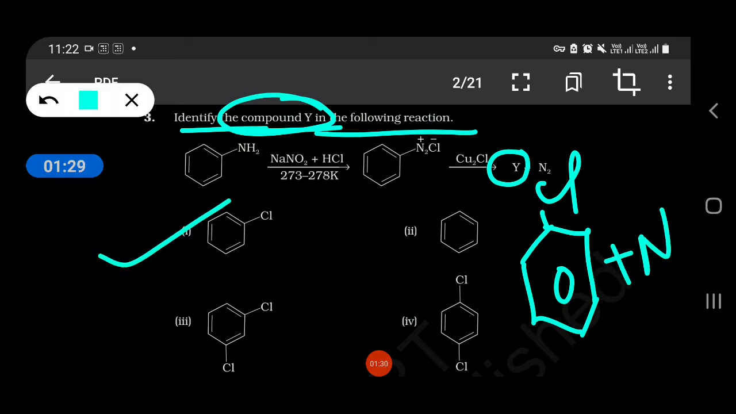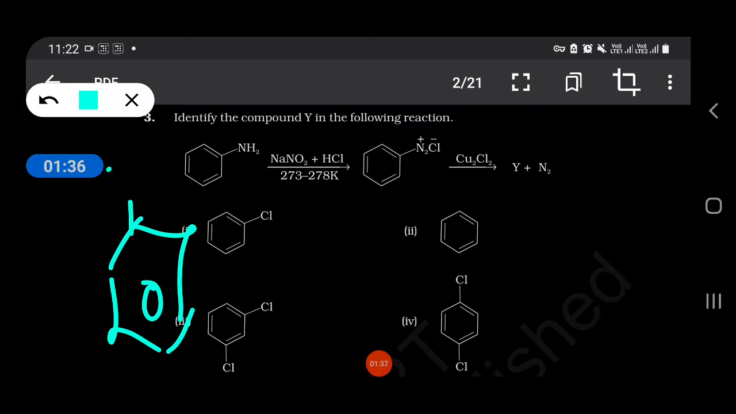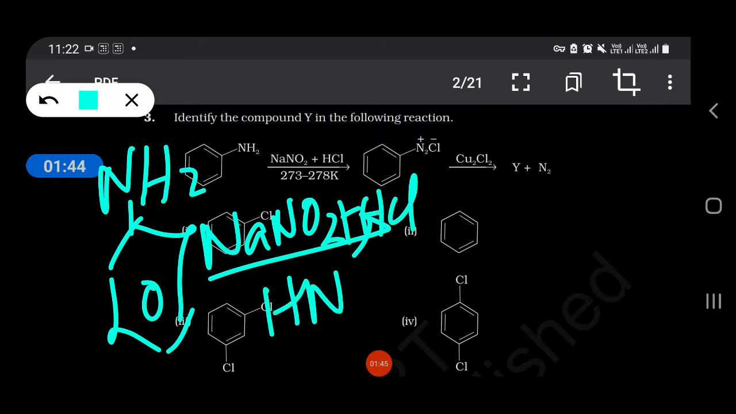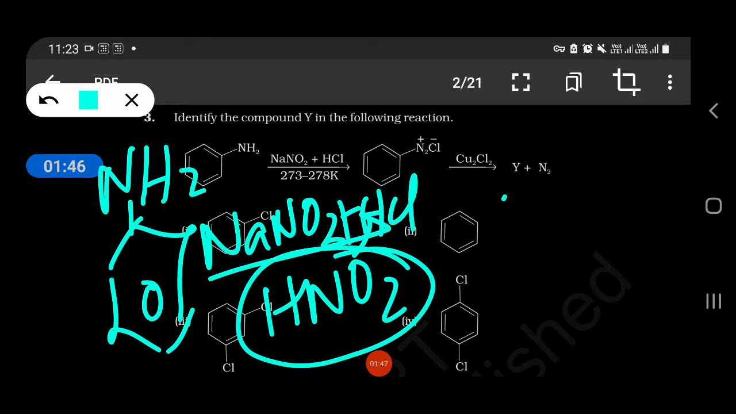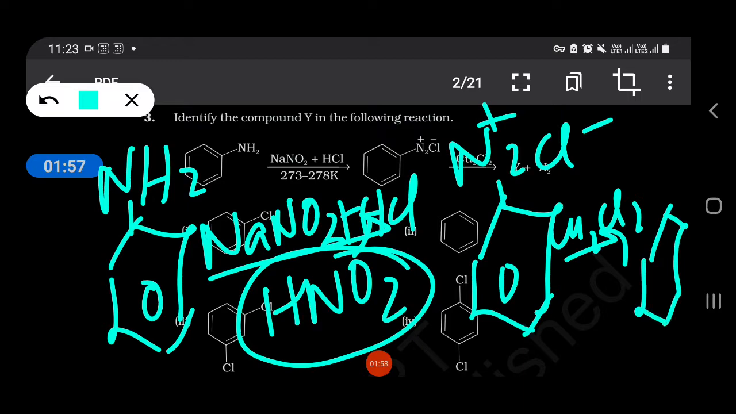Plus N2 is released. Okay, so let's write this reaction. Firstly, what is happening is NH2 in presence of NaNO2 plus HCl, that is HNO2, you can write, giving diazonium salt N2+Cl-, and when it is reacting with Cu2Cl2, it will form chlorobenzene. Okay.